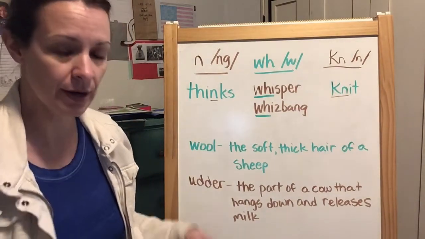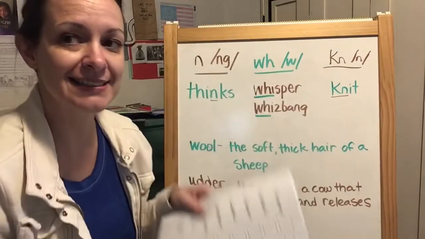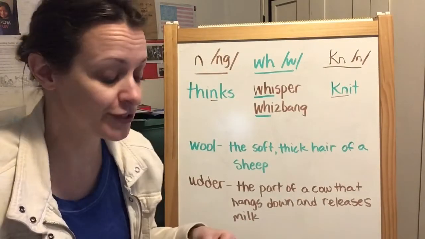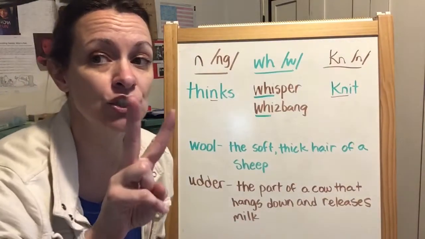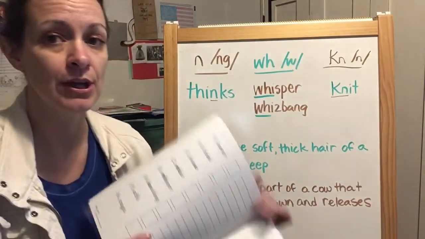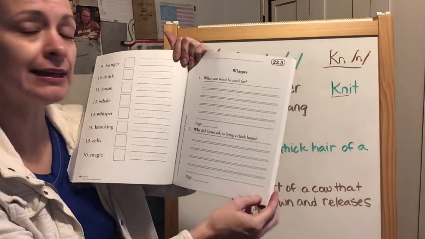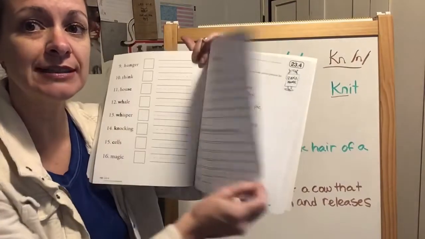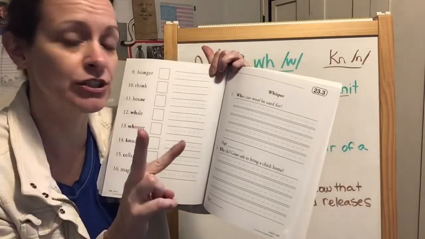Then, after you finish the story Whisper, you are going to get out your kitty book and ready? You do not have to do all of it. You can pick 2 questions that you want to do. So you're on page 111 and 112. You get to pick the two questions you want to do.